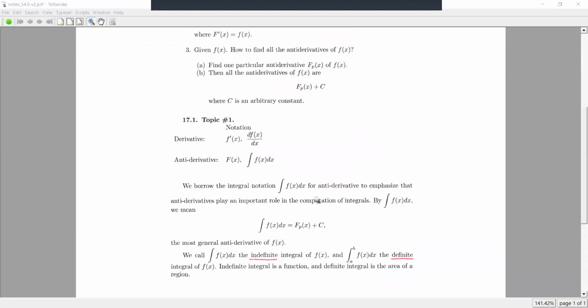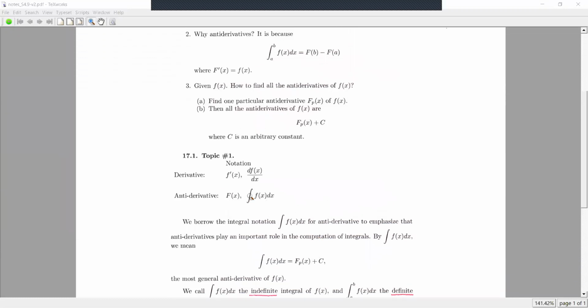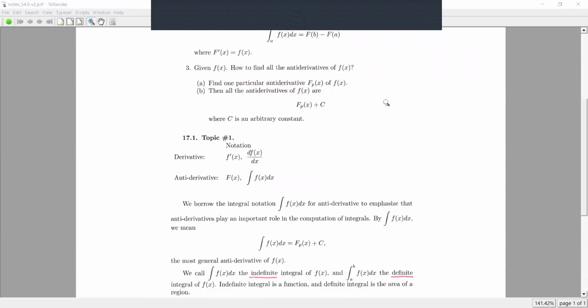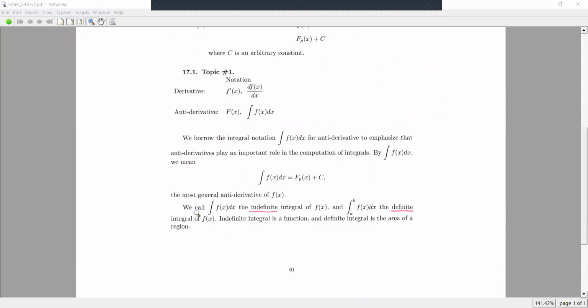Now we have two integrals, this one and this one. Now we give names to these two integrals. We call the integral without a or b the indefinite integral of the function little f, and the integral with a and b the definite integral of function f.